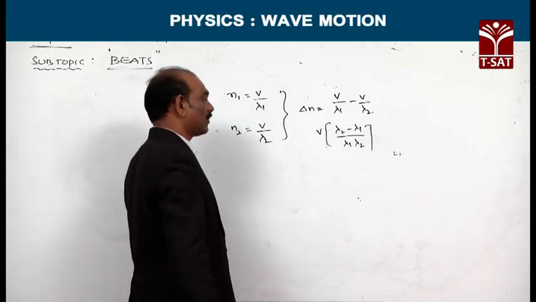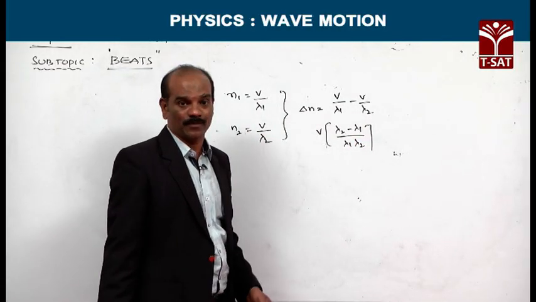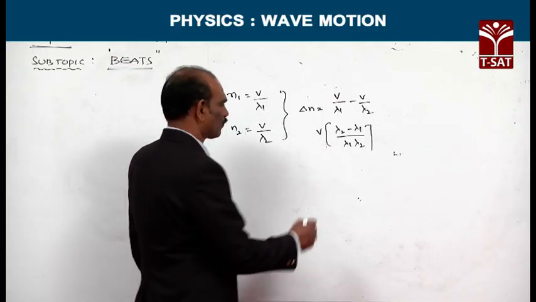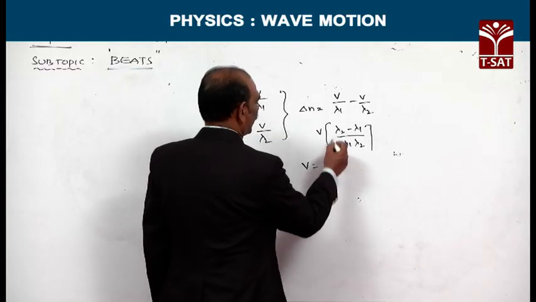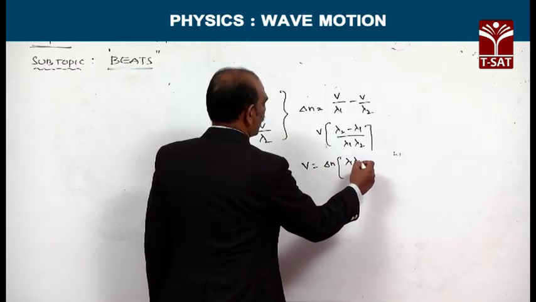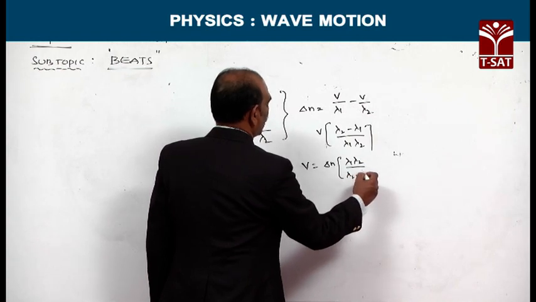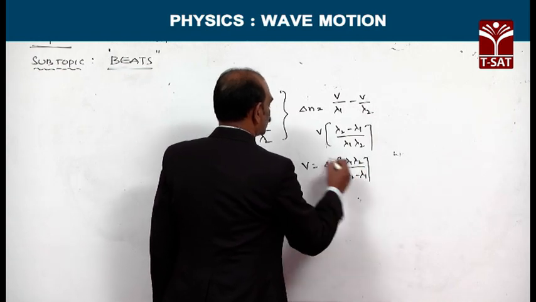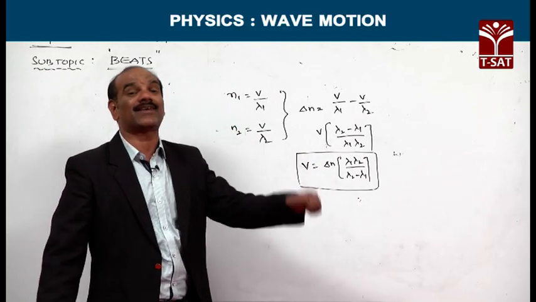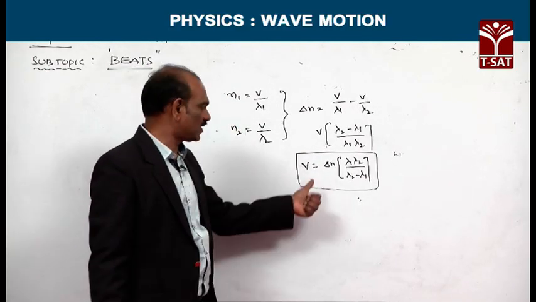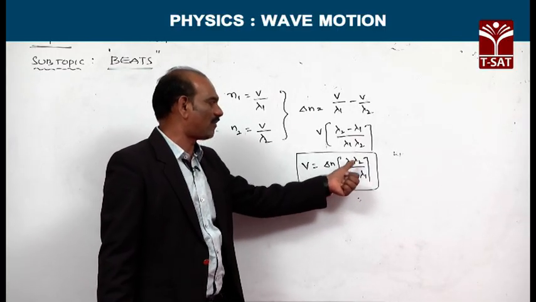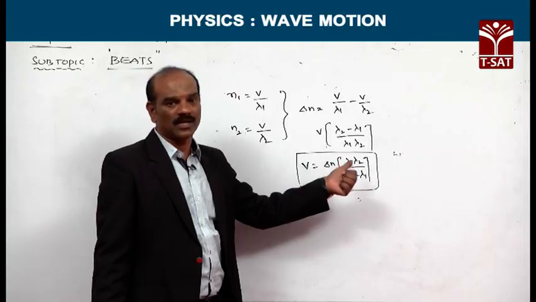Using this, sometimes we may be asked to find the speed of sound. By giving the beat frequency, we may be asked to find the speed of sound. So, V is equal to delta n times lambda 1 lambda 2 by lambda 2 minus lambda 1. So this is the formula to find out the speed of sound when beat frequency is given, which is V is equal to delta n times lambda 1 lambda 2 by lambda 2 minus lambda 1.